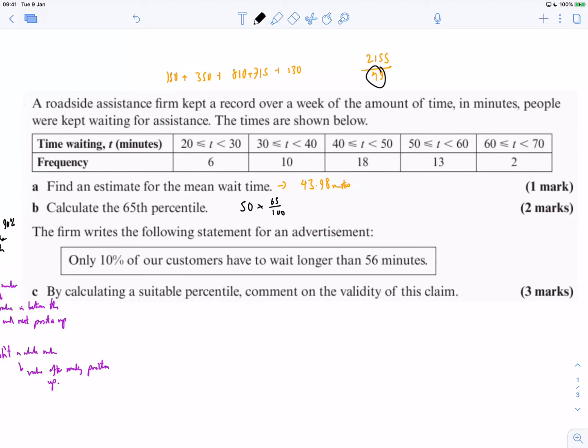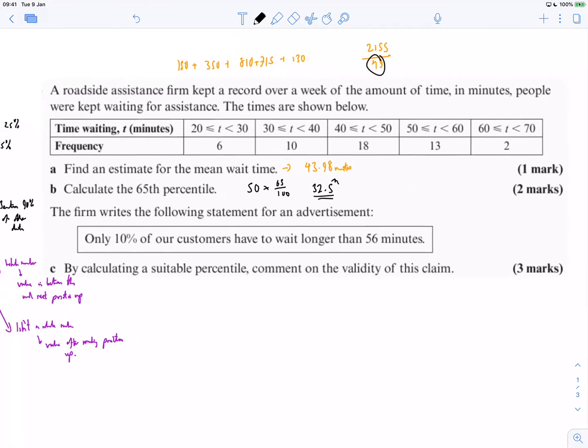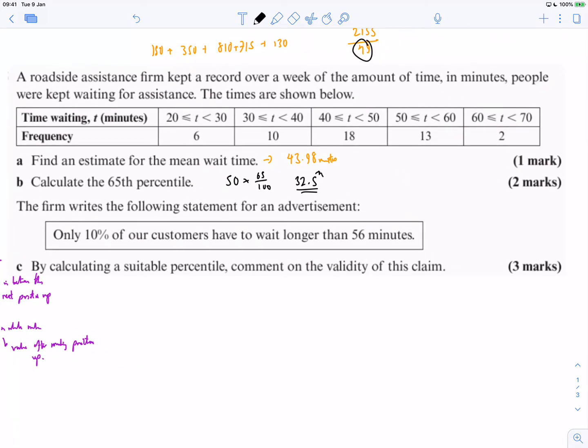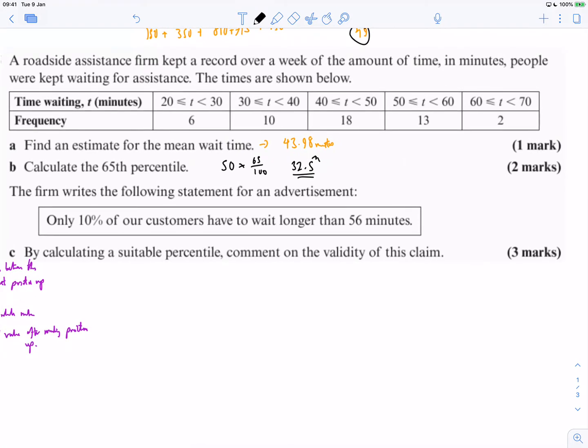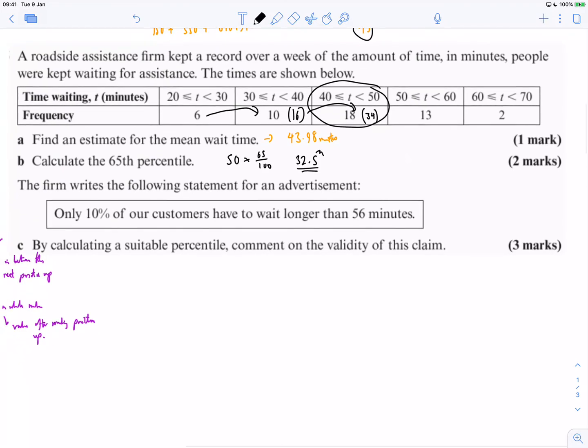Okay, so 65 over 100 times by 50, we're looking at the 32.5th position. Right, now let's look at this carefully. 6 go up 10, we're now at 16. Go up 18, I believe we're now at the 34th position. So that must mean the median is somewhere in here.